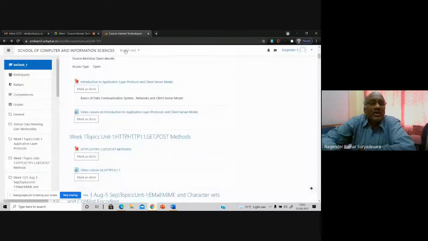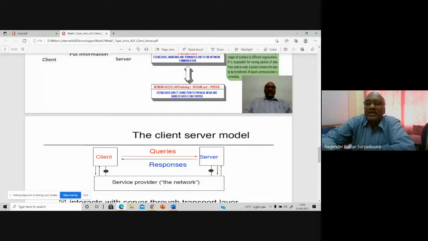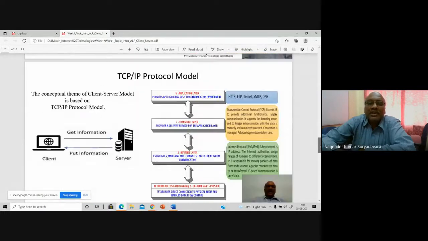So good. Now let us move to one protocol, the protocol whose name is HTTP. If you see here, there are certain protocols of the application layer, and I have written their names here on my screen. Is my screen visible to you?